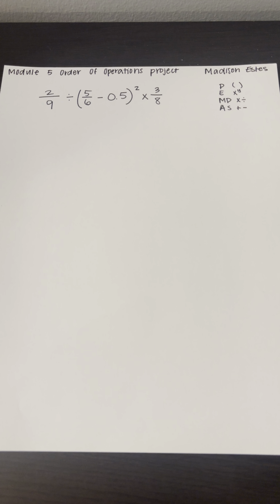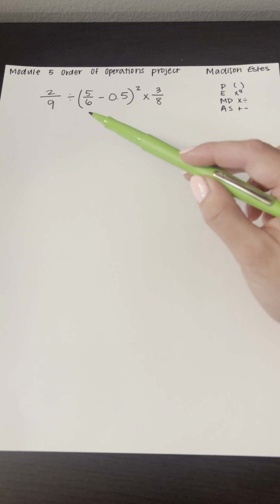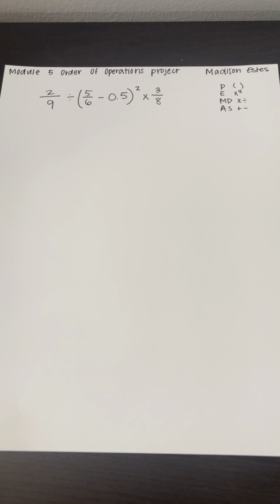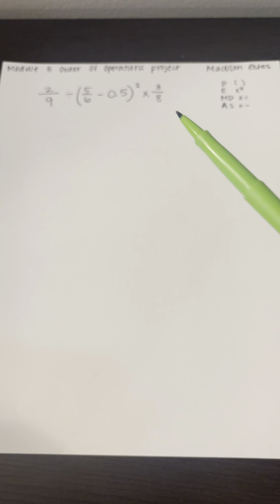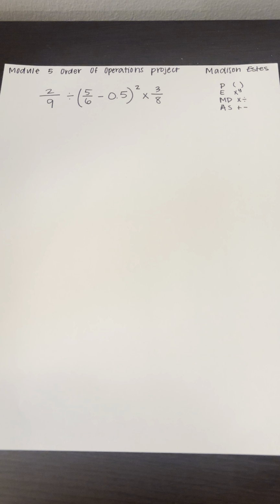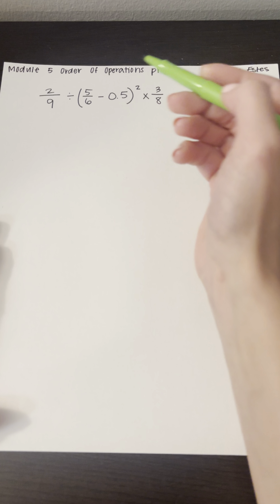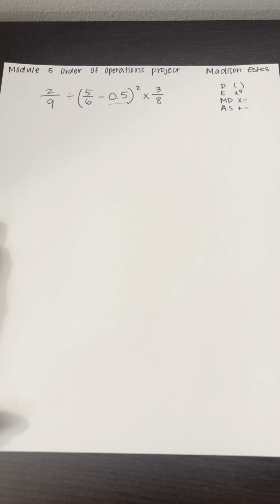So the first order of operations is parentheses, so we have to do everything inside of the parentheses. Now I do see one problem starting off. The majority of our equation is in fraction form, and we have one term inside the parentheses that is a decimal. So we're just going to rewrite this and turn this decimal into a fraction.